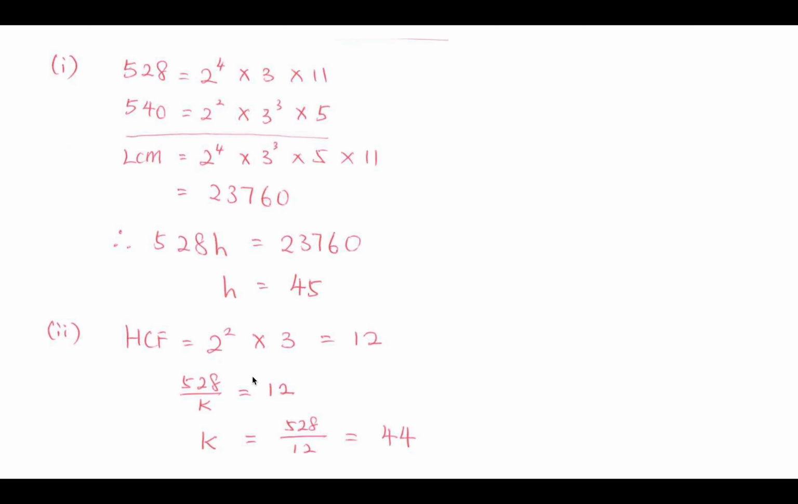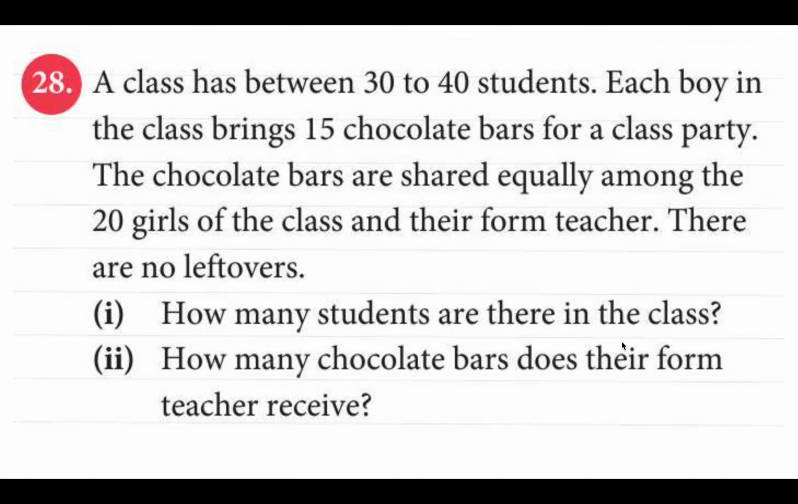So the HCF is actually 2 to the power 2 times 3, which gives us 12. And that means that 528 divided by k is actually 12. So what happened? k is actually 528 divided by 12. That gives us 44. And that is how we can work out these types of questions.